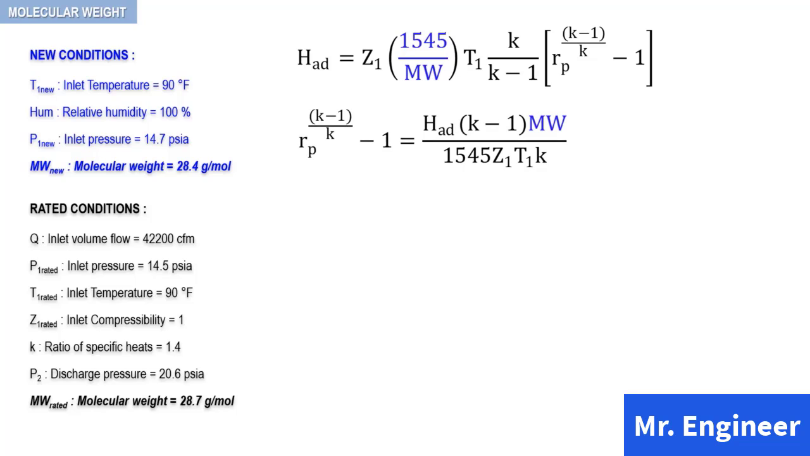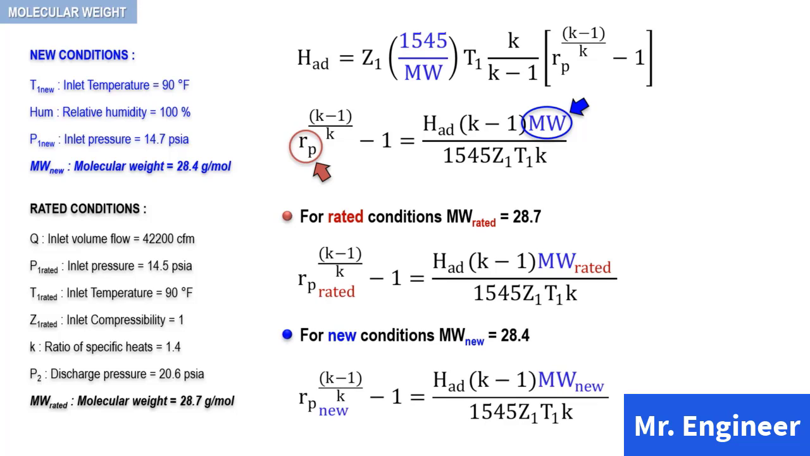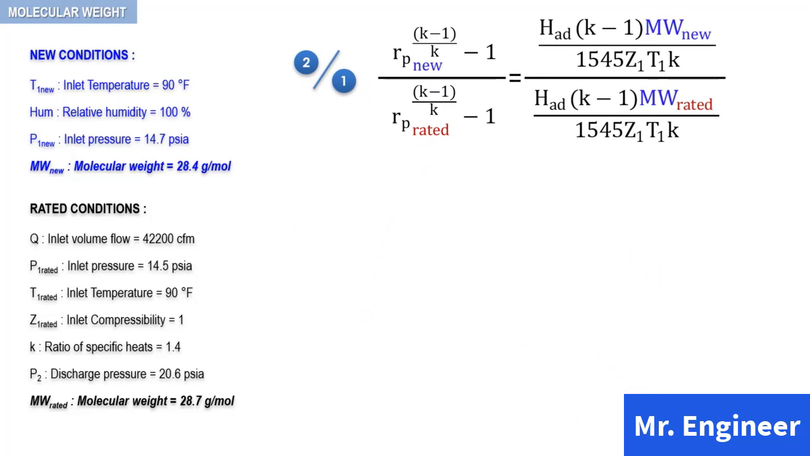This relationship implies that a change in molecular weight affects the pressure ratio. Therefore, for a change in molecular weight only, we can derive the following useful relationships. For the rated conditions and for the new conditions. Now, dividing the second equation by the first one will yield the following. Simplifying this new equation, as seen here, will give the following useful relationship.